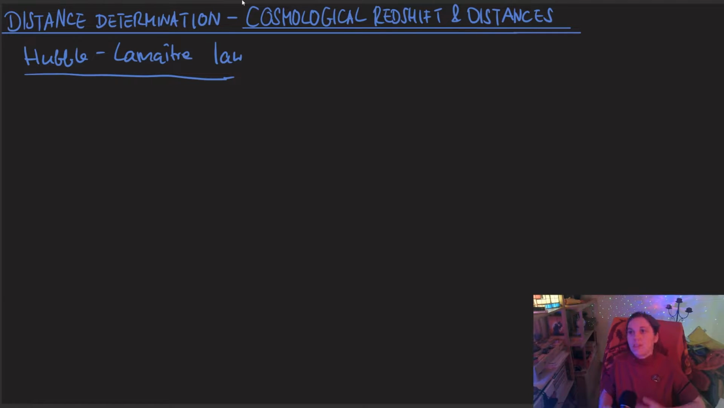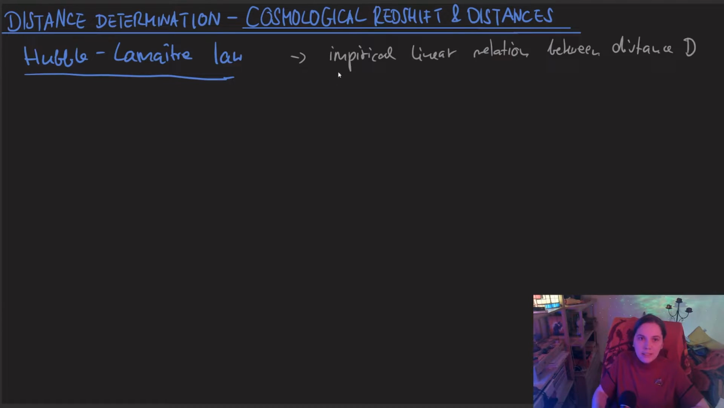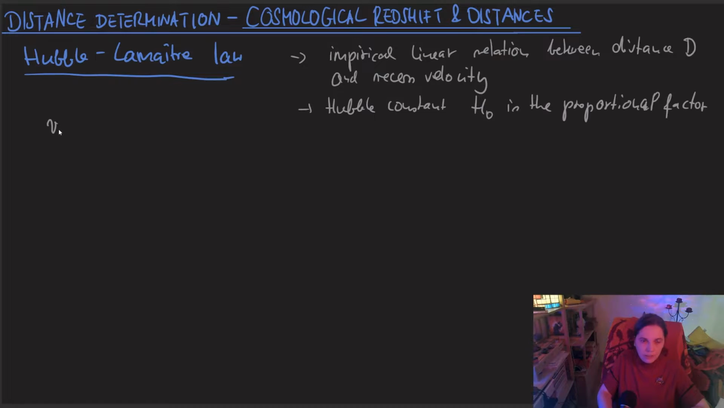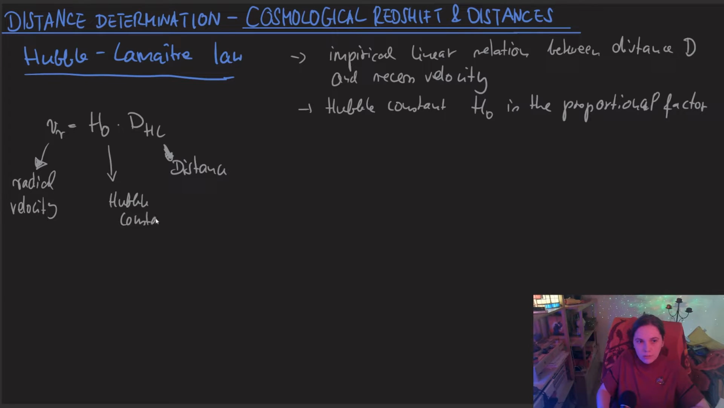And this also shows you how awesome science is, right? They derived it independently of each other. This is an empirical linear relation, so it comes from observed data, between the distance and recession velocity. The Hubble constant, H0, is the proportionality factor. We have the recession velocity equals H0 times d, the Hubble-Lemaître distance. That is the recession velocity, or radial velocity, that's the distance, and that is the Hubble constant, usually given in kilometers per second per megaparsec.